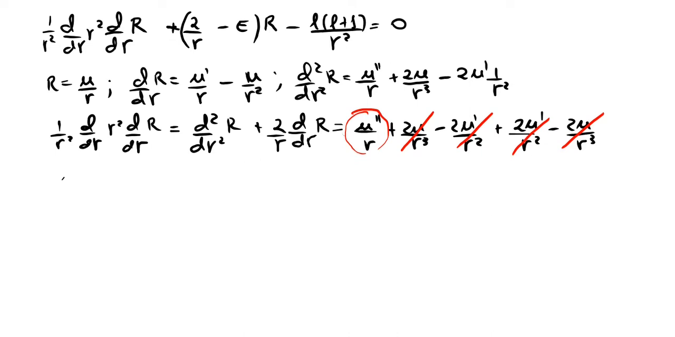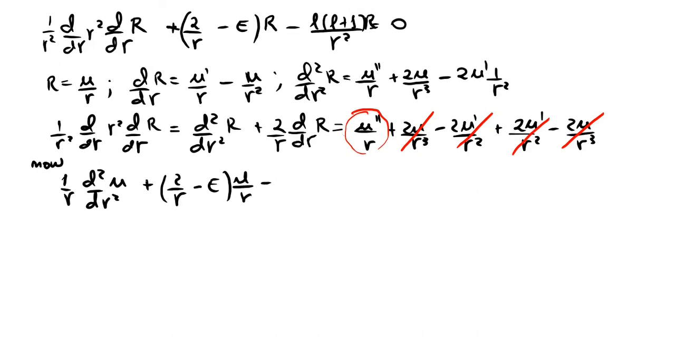So my new Schrodinger equation now reads something like this. 1 over r second derivative of u, so this is my new equation, right? And there will be nothing else in the derivatives here, but now I have plus 2 over r minus e. Here I should put r, I'm going to put u over r. Oh, there should be an r here too, right? Of course.